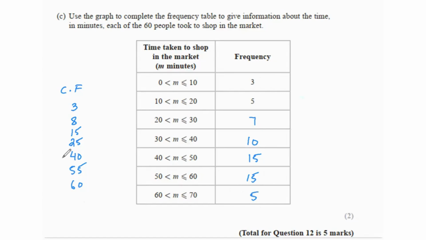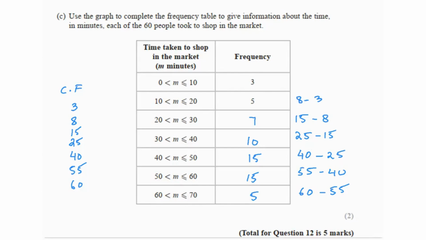So another thing you can do is you can just subtract the consecutive cumulative frequency values. That's easier actually. We can do 8 minus 3, then 15 minus 8, then 25 minus 15, 40 minus 25, 55 minus 40, and then lastly 60 minus 55. That will also give you the corresponding frequency value. So whichever way is easier for you to understand, just stick to that and you'll be easily able to solve the question.